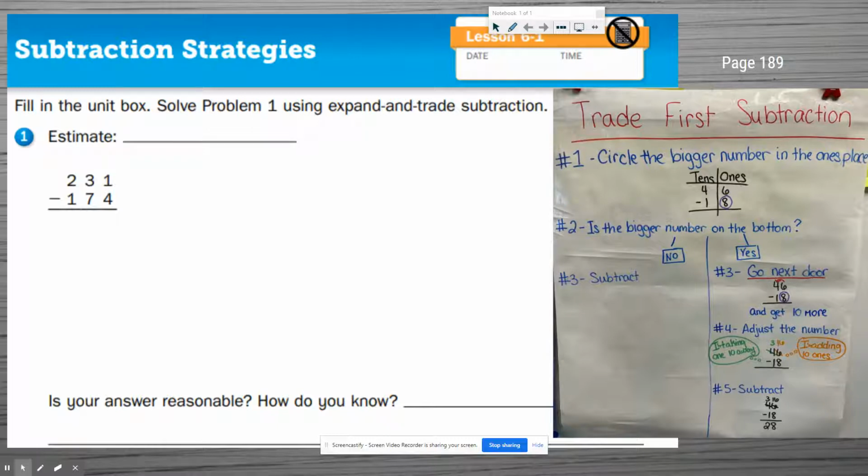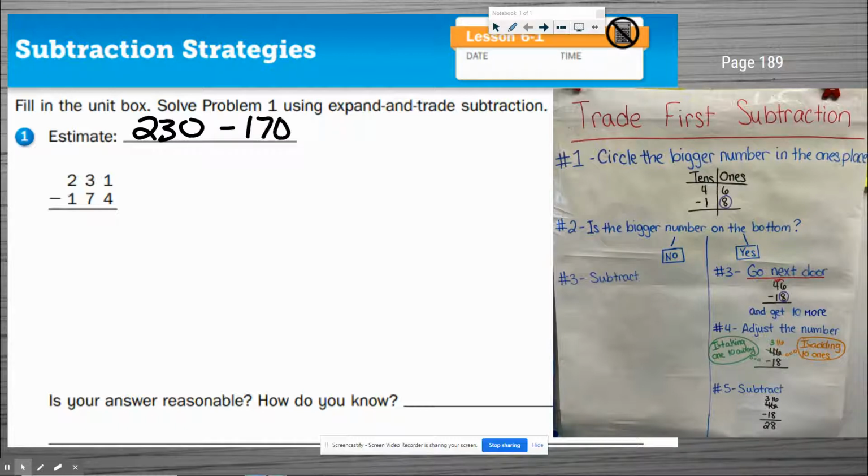So we're going to look at problem number 1. And the first thing that it says is to estimate. So I'm going to go ahead and write out my estimate of 230. 231 is close to 230, minus 170. 174 is close to 170.